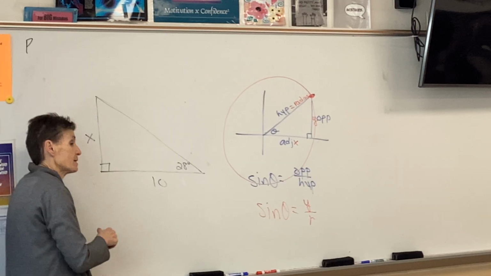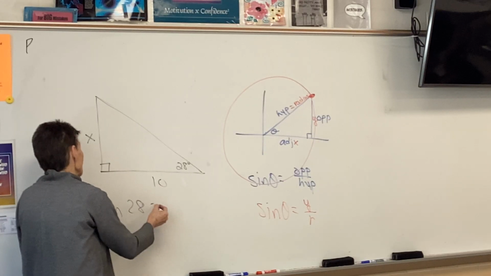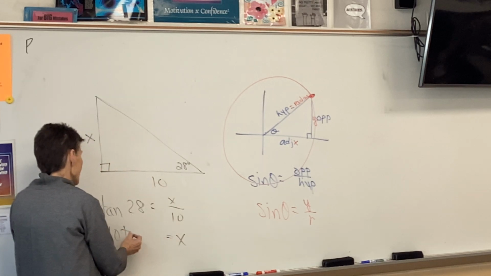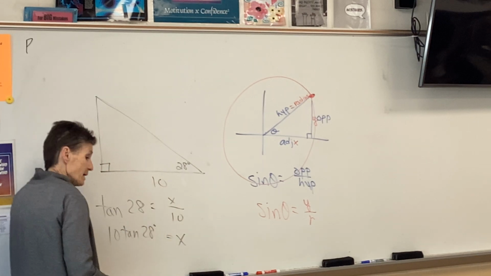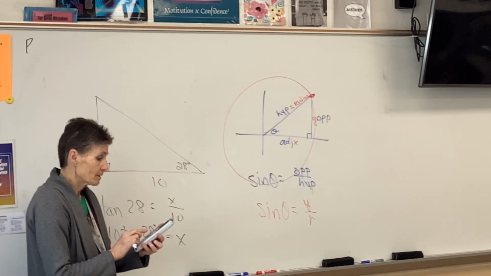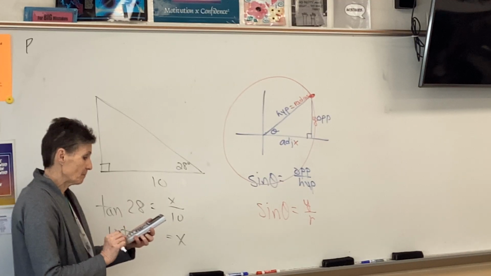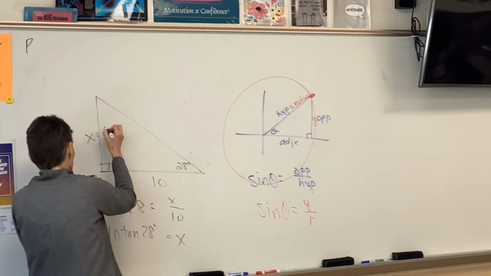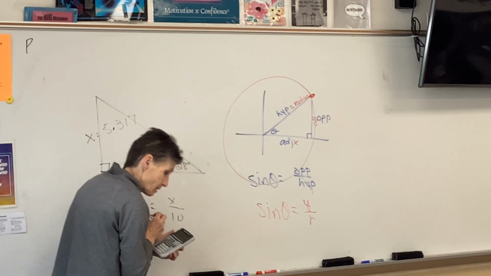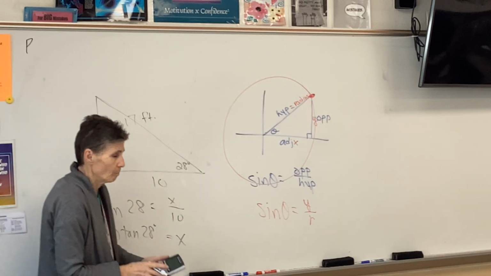All right, pick a function: sine, cosine, or tangent. Tangent. So tan 28 equals x over 10. x equals 10 tan 28. Pay attention, what mode do I need to be in? Degrees. This is 10 tan 28. The height of the pool is 5.317 feet. Pretty short pool.